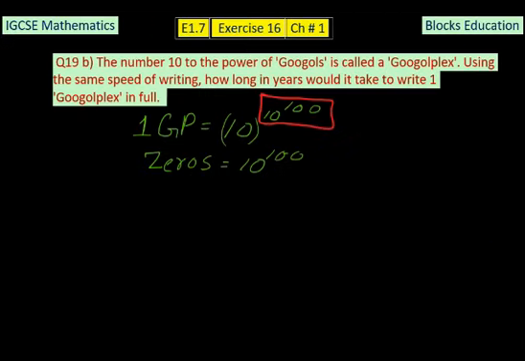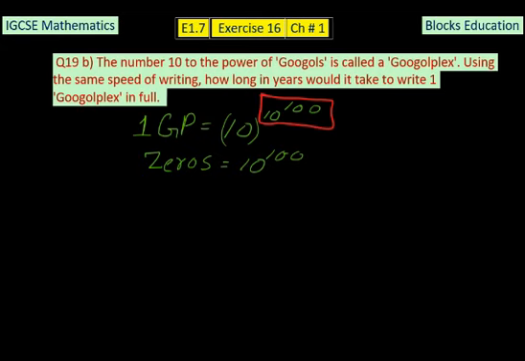Okay, this question number 19, part B, is the most interesting one. It says the number 10 to the power of Googol is called the Googolplex. Using the same speed of writing, how long in years would it take to write one Googolplex in full? Now, I'm just taking abbreviation Googolplex as GP. So 1 GP equals 10 raised to power 10 raised to power 100, because 10 raised to power 100 is the Googol. So 10 raised to power 10 raised to power 100 is one Googolplex.